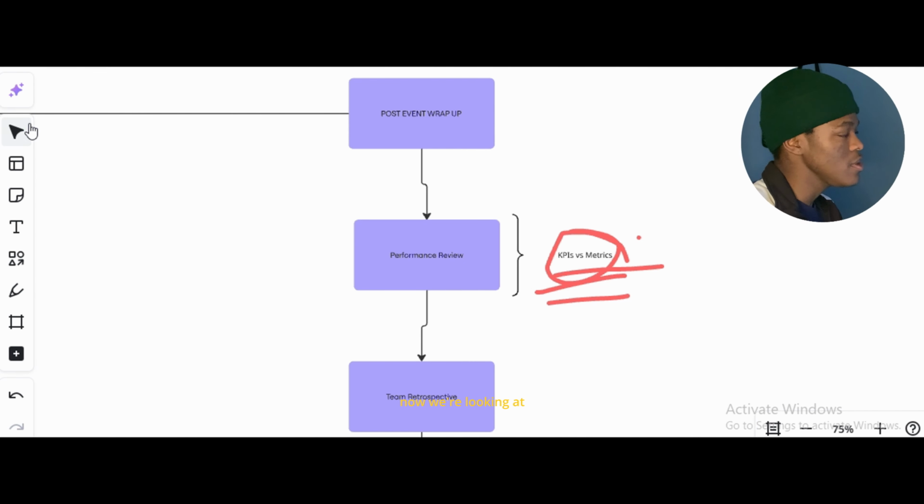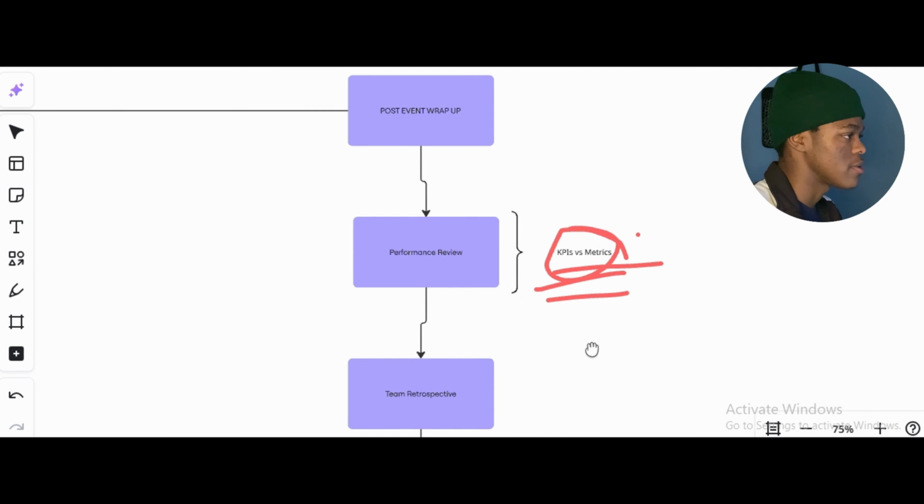Because now we're looking at the pros and cons. What happened in the event? What affected the event in good ways? What affected the event in bad ways, right? This is it right here.